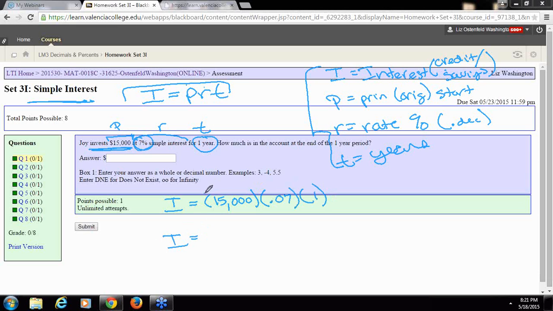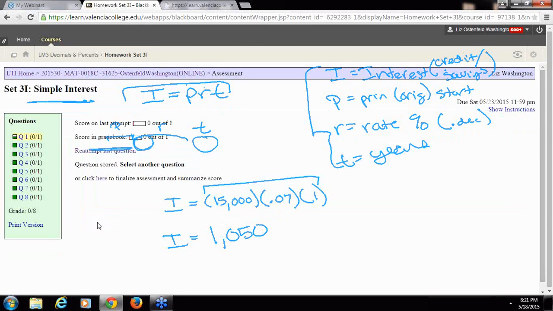So all I'm going to do is multiply all three of these things together to find out what my interest is. And since it is after 8 o'clock, I am going to go ahead and use my calculator because I want to make sure I get some of these problems in before we cut off. So the interest here is 1,050. I'm going to type that in just to make sure that it likes me. And I'm not using the right keyboard. There we go.